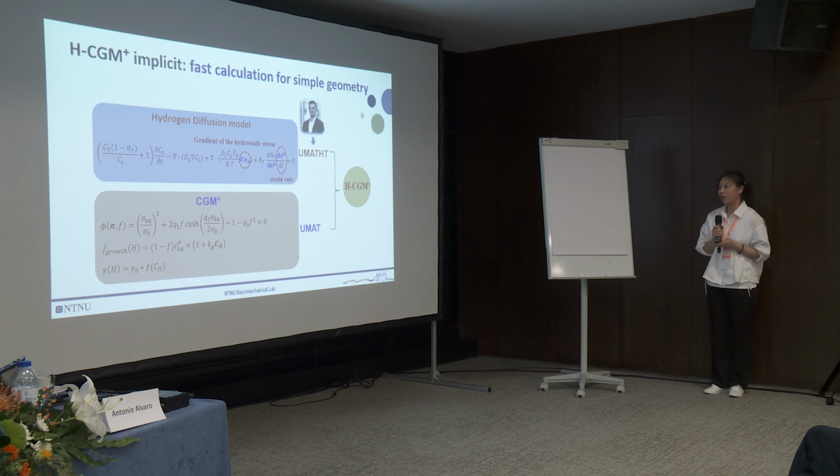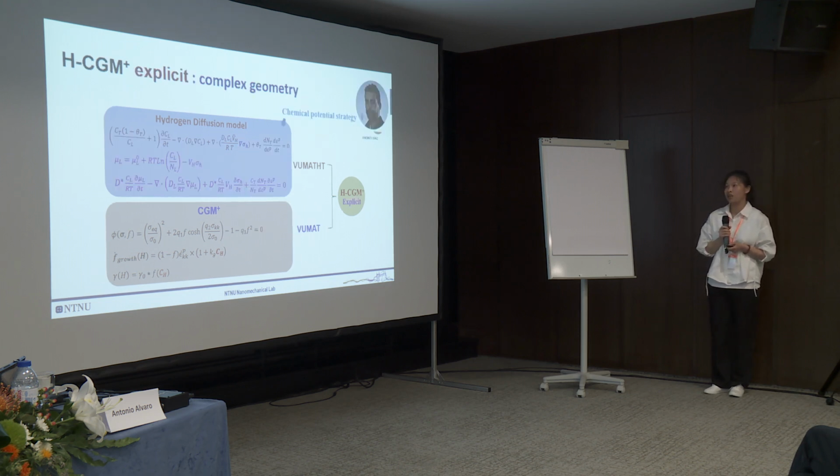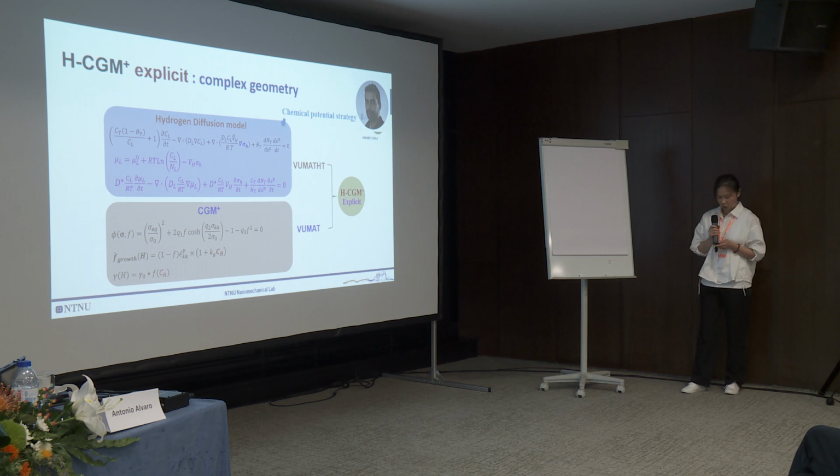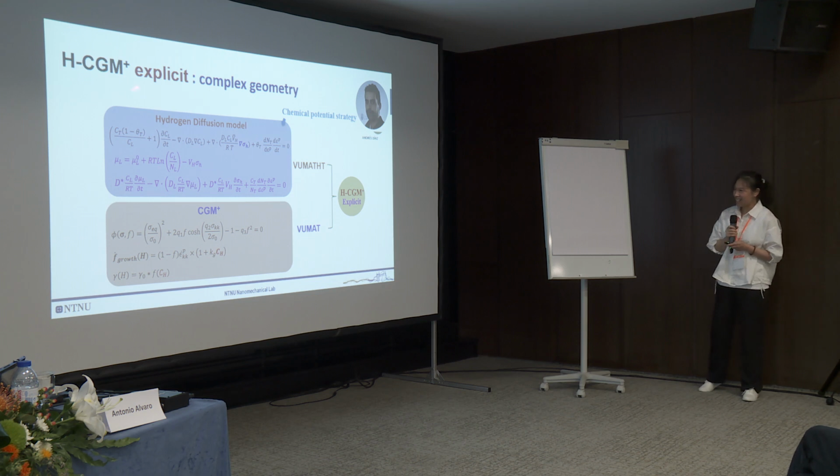But it will encounter convergence problems when the geometry is very complex, such as the microstructure-based model. So we have the explicit algorithm for complex geometry. In this algorithm, we developed the VUMAT HT code with the help of Díaz. And unfortunately, he is not here now. This diffusion model is based on the chemical potential strategy, and we can use this algorithm to calculate the microstructure-based model.